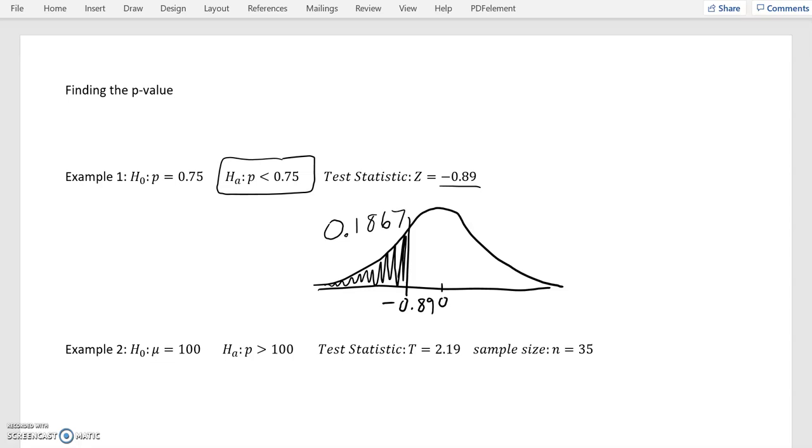That is my p-value. And so that would give us weak evidence against the null hypothesis because it's a large p-value.